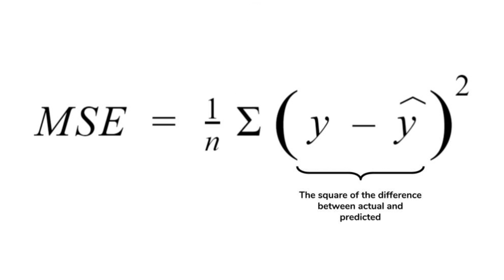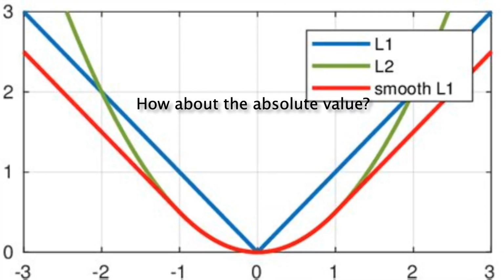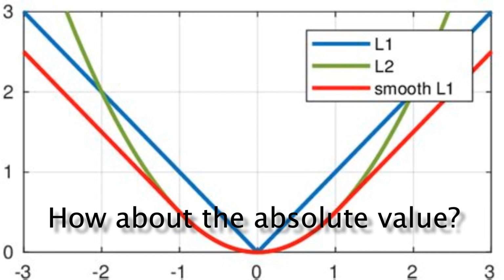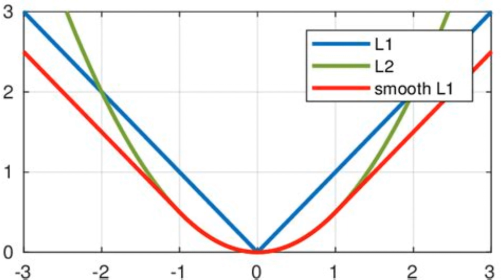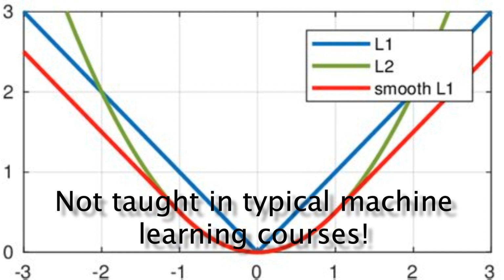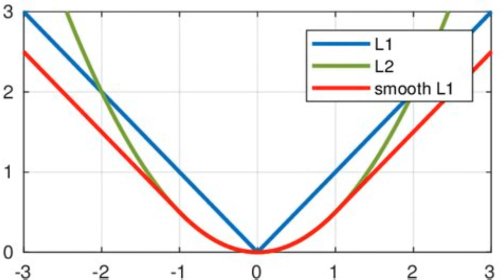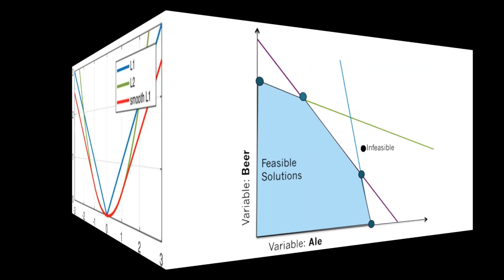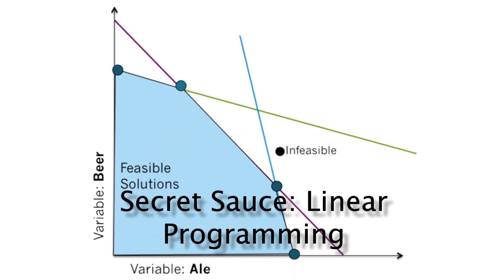We know that we would like the error to be positive, and obviously squaring it will accomplish that. But why can't we do something else, like take the absolute value? In fact, this is entirely possible. You never learn about this technique in a typical machine learning course because the solution method is entirely different. In particular, solving this problem requires an approach called linear programming.